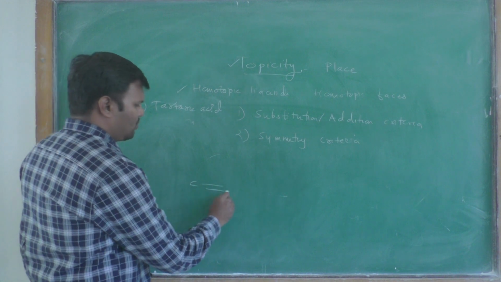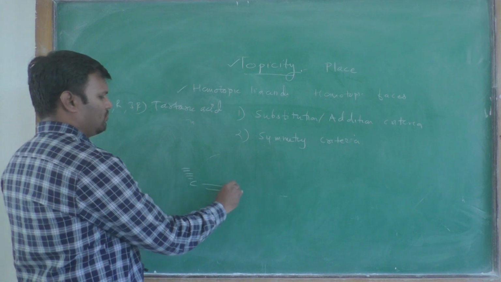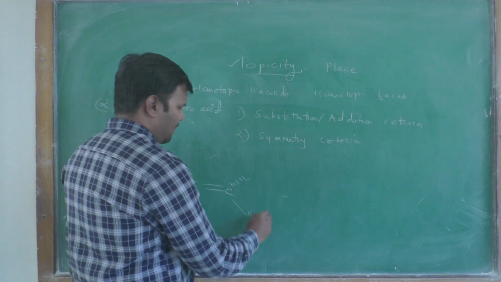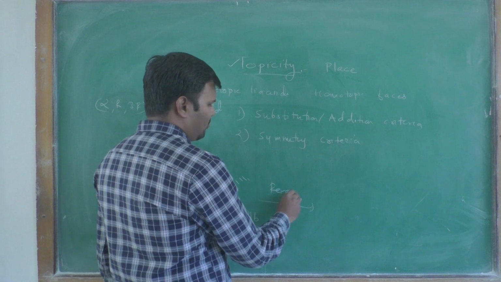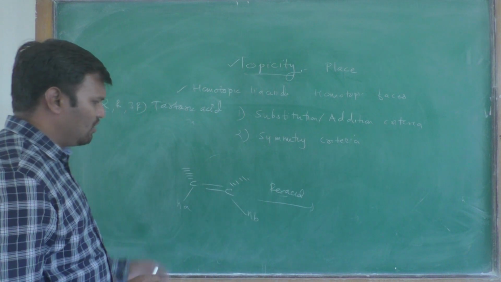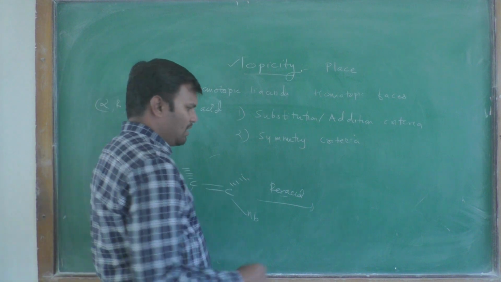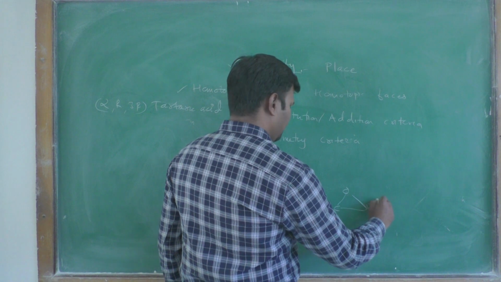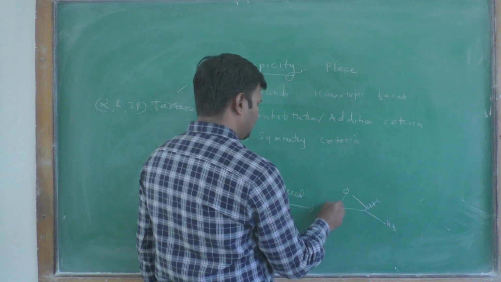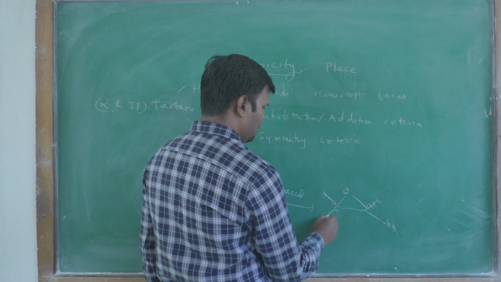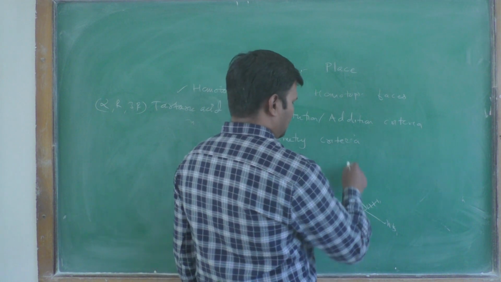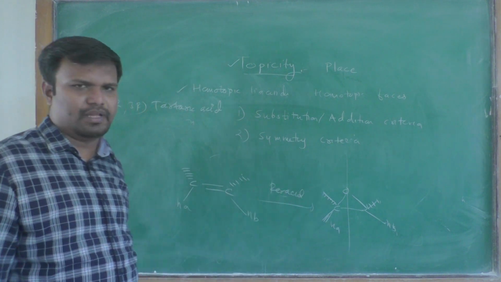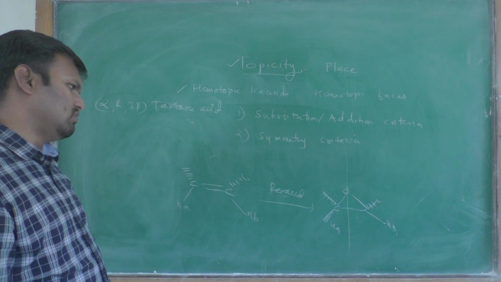Okay, such a type of compound is there. Peracid is added. If you know that when a double bond is there and you add the peracid, that cis compound gives two equal parts. If you rotate it, therefore it is a meso compound.